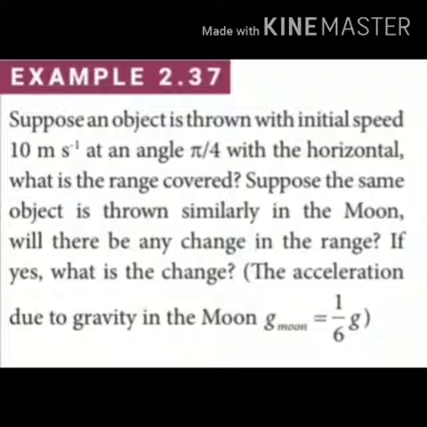Suppose an object is thrown with initial speed 10 meters per second at an angle pi by 4 with the horizontal. What is the range covered? Suppose the same object is thrown similarly on the moon. Will there be any change in the range? If yes, what is the change? The acceleration due to gravity on the moon, g moon, is equal to 1 by 6 into g. The initial speed and the angle pi by 4 are given. Now calculate the range on the moon.